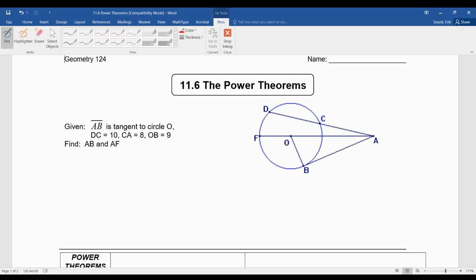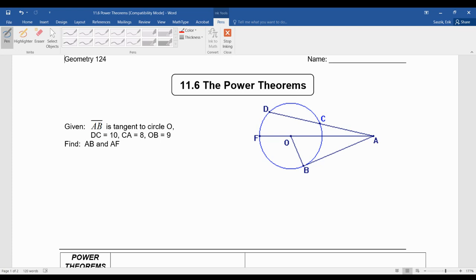So today we're going to start section 11.6, power theorems. There's an opener here. You should probably pause this here and try to do this opener yourself. There's nothing new here. It's just a review. I'll do the problem here in just a moment, but you should probably give it a try yourself.